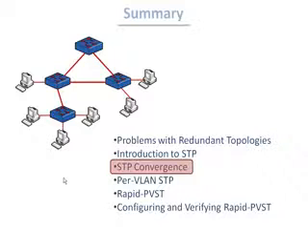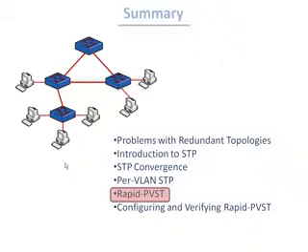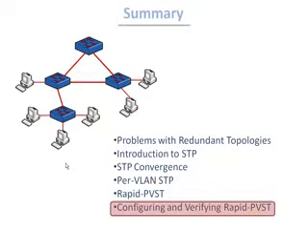Then we talked about how spanning tree reconverges, going through different states of listening, learning, forwarding, blocking, and so forth. And then we said that because almost everyone uses VLANs and trunks, we had to invent a new type of spanning tree protocol, which was per-VLAN spanning tree protocol. And then we had rapid per-VLAN spanning tree protocol, which, instead of a blocking port, had the alternate port, which allows faster convergence of the entire topology. And then we learned how to configure and verify rapid spanning tree protocol.